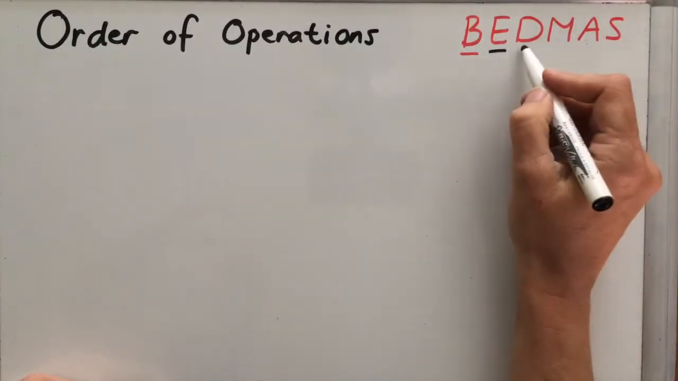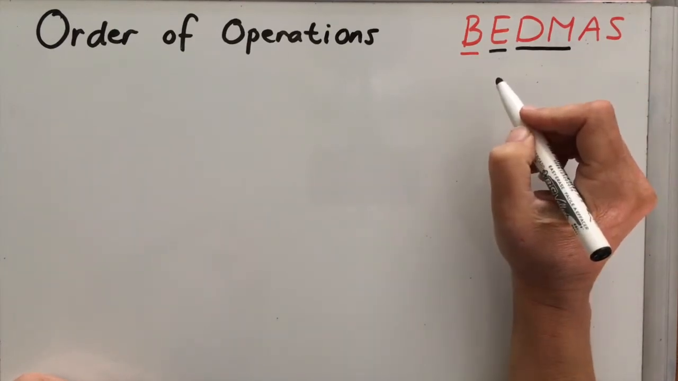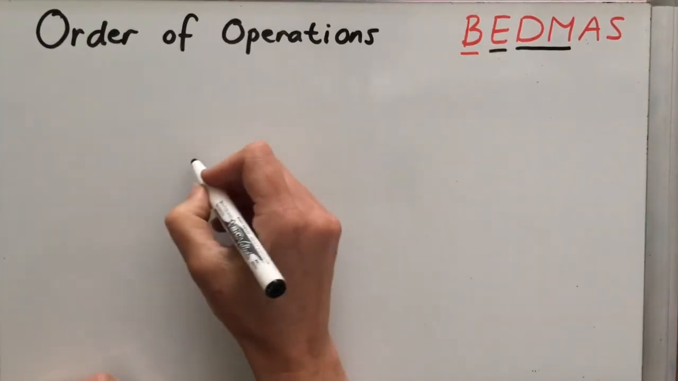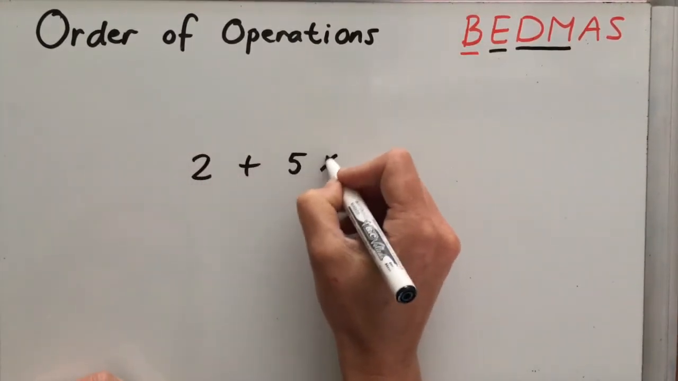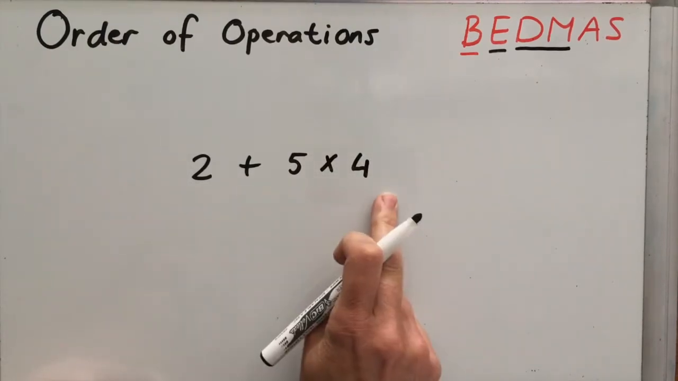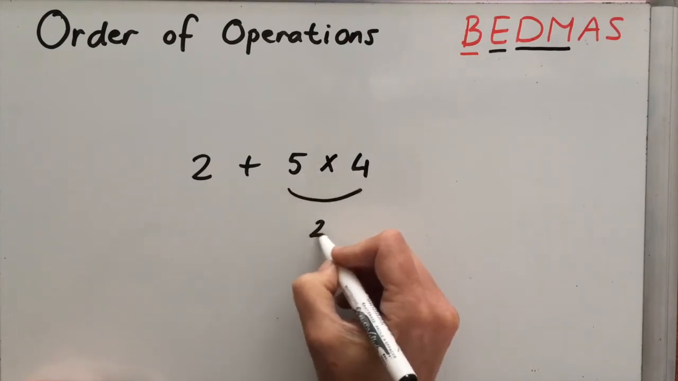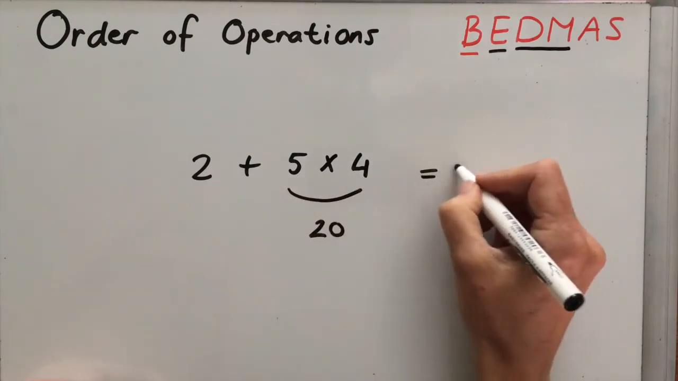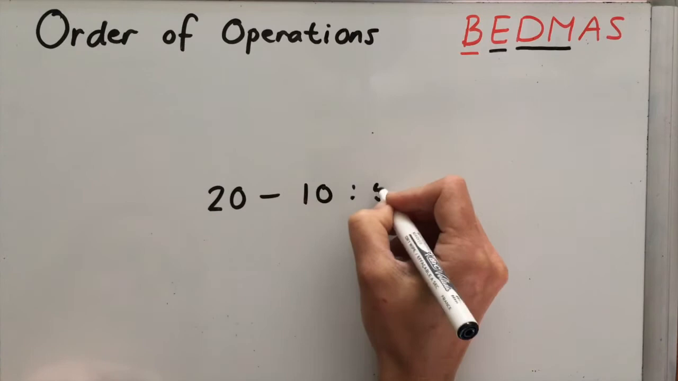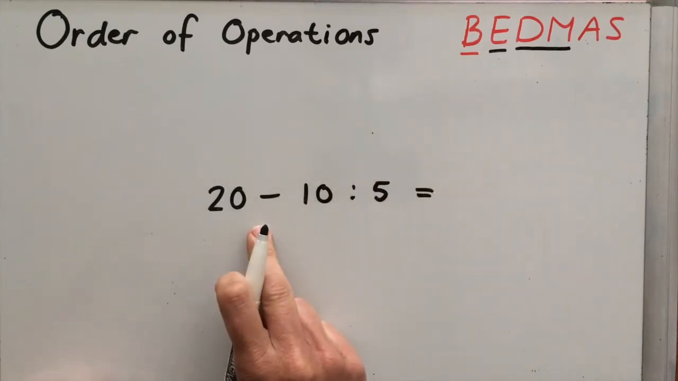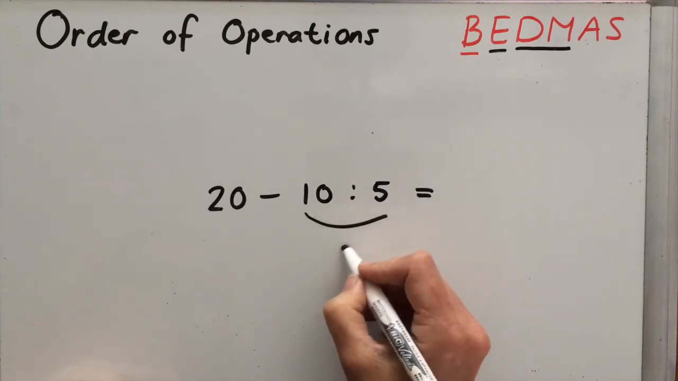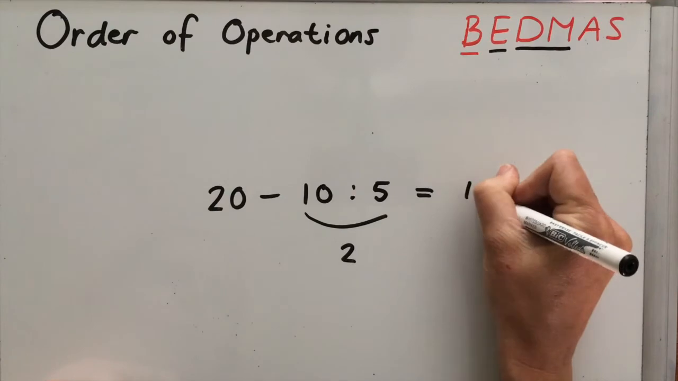Let's take a look at division and multiplication. Like I said, they are the same value, so you just do them from left to right. So if you have a problem like this, there's addition in here and multiplication. This is what you need to solve first. So that equals 20. So 2 plus 20 is 22. I have subtraction and I have division. This is what I have to do first. That equals 2. 20 minus 2 makes 18.